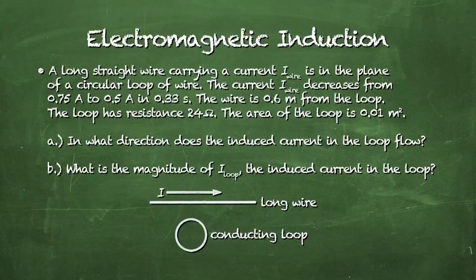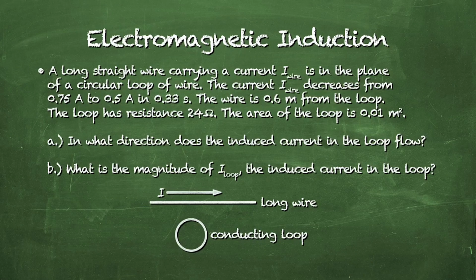Now that we've seen why we're interested in electromagnetic induction, let's work some more examples. A long straight wire carrying a current I sub wire is in the plane of a circular loop of wire.